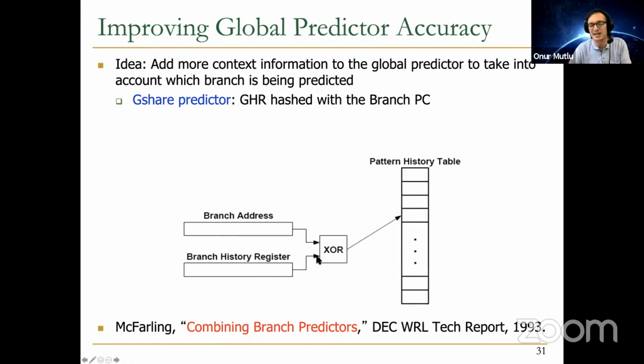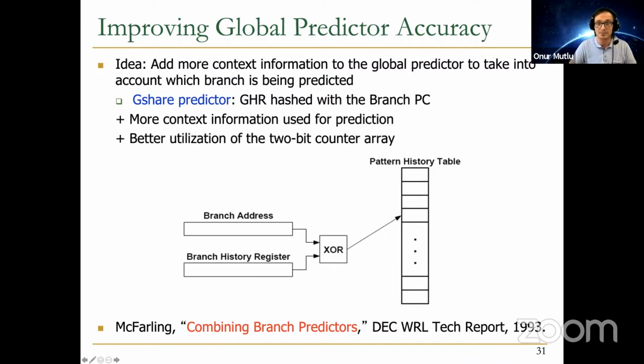And the idea looks very simple, as you can see over here, right? You don't just use the branch address. You don't just use the global history register, but also use the branch PC, program counter, XOR them in some way, and then index into the pattern history table. This way you take into account more information. So there are multiple benefits to it. You use more context information. You don't lose the program counter context. And you also get a better utilization of the 2-bit counter array. So this is also important, actually. So this way you can utilize your 2-bit counters better.